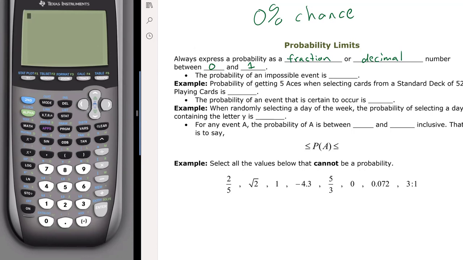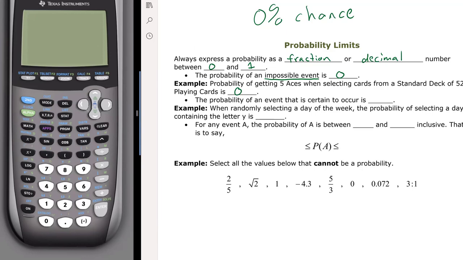Now, you have something called an impossible event. So if an event is impossible to happen, it's going to be on the lower extreme. It's going to have a 0 probability, which is 0% chance of happening. The example that I have here is getting 5 aces from a standard deck of 52 cards. Well, you can't draw 5 aces because there's only 4 aces to begin with. So it's impossible to draw 5. That has a 0% chance or a 0 probability to happen.